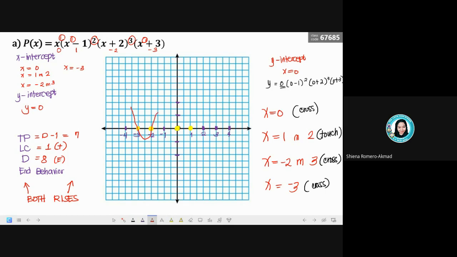Then, sa 0, cross din. Then, sa 1, magta-touch. Sa 1, ito, magta-touch. Kailangan pa natin ng isang value. 1, 2, 3, 4, 5. Kailangan pa natin ng iba pang value. Now, let's say, I am going to substitute 1. So, substitute tayo ng 1.